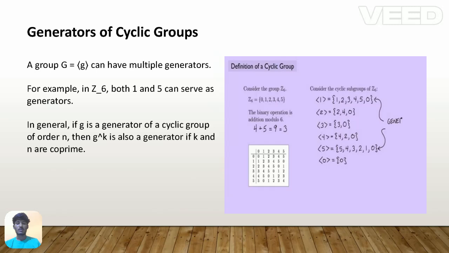Generators of cyclic groups. A group G equals ⟨g⟩ can have multiple generators. For example, in Z6 both 1 and 5 can serve as generators. In general, if g is a generator of a cyclic group of order n, then g to the power k is also a generator if k and n are coprime.